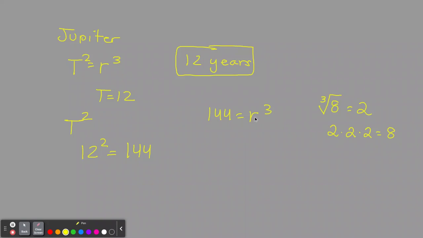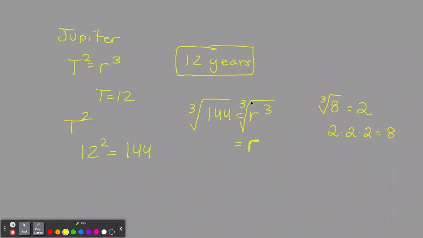So here we have r cubed. And in order to clear out r cubed, to just get r, we're going to cube root each side. So the cube root of r cubed here would just give us r. So now we have our r. Now we need to know the cube root of 144. And now you can use your calculator.